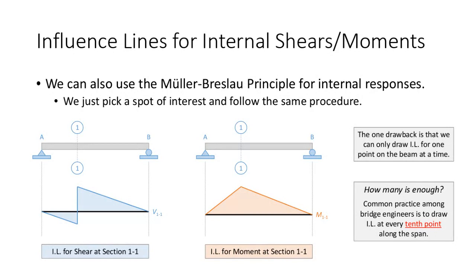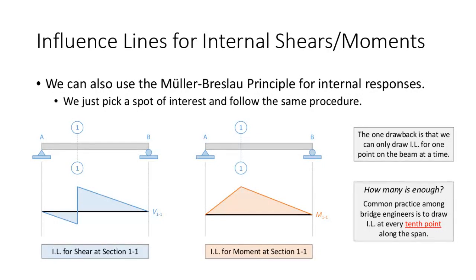And so one question that I commonly get is, well, how many points are enough? If I have a beam that I'm designing, I can only draw an influence line for a single point. How many points do I need to say that that's enough? Common practice in the field of bridge engineering is to draw them at every 10th point. So what that means is, if I have a bridge that's, I don't know, 50 foot long, I'll draw an influence line for the shear and moment at 5 foot from the support, and then 10 foot, and then 15, and then 20, 25, 30, 35, 40, 45, and so on and so forth.